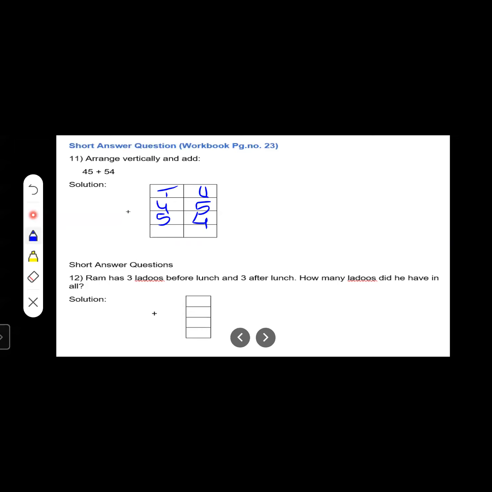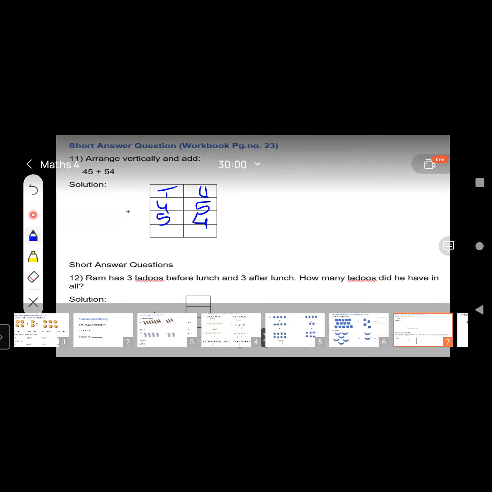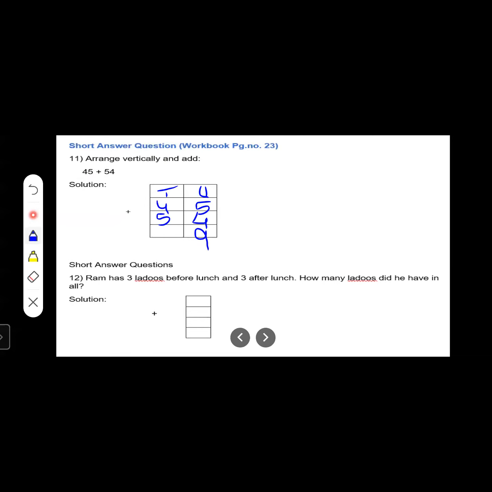You tell me. Take 4 in your hand. Take out 4 fingers. Count after 5. After 5, which number comes? 6. Then 7. Then 8. Then 9. Count again. Take out 4 fingers. Count after 5. 6, 7, 8, 9. What will you write over here? 5 plus 4 is equal to 9.